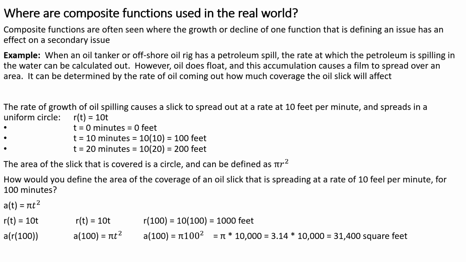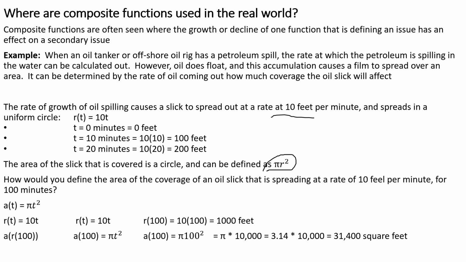There are two components going on. The first component is how much oil is coming out, being spilled where the tanker ran into the reef, and secondly, the surface area. So it's a composite function here, the oil slick spread. How quickly is it spreading? If I know it's coming out at a unique rate, the oil is spreading at a rate of 10 feet per minute. And it spreads in a circle. If you put oil in water, basically it spreads out because it floats. Now, the area of a circle is defined as pi r squared.